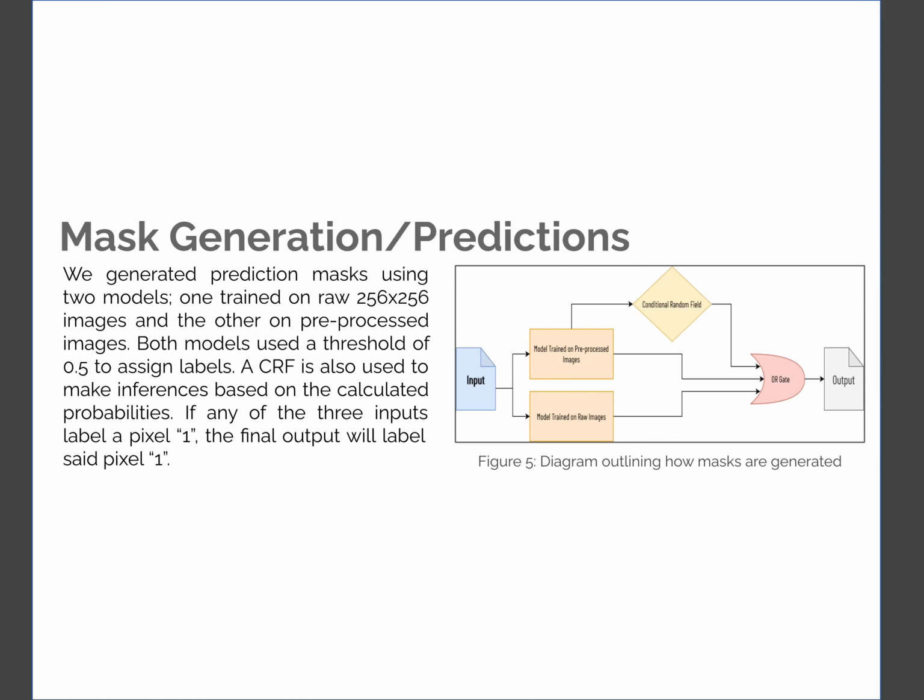Both instances use a threshold of 0.5 to assign labels. A conditional random field was also used to make inferences based on the calculated probabilities. If this CRF, or either of the two aforementioned model instances, label a pixel 1, then the final output will label said pixel 1. I chose to do all of this since the models tend to be a bit more conservative than the ground truth.